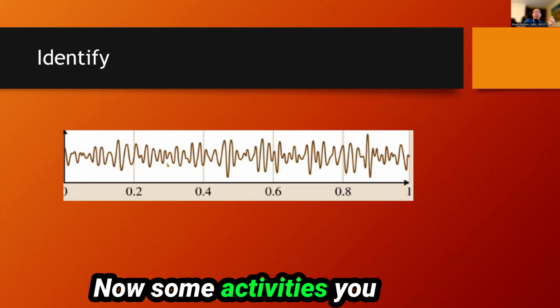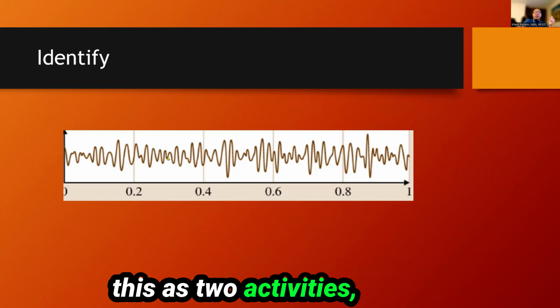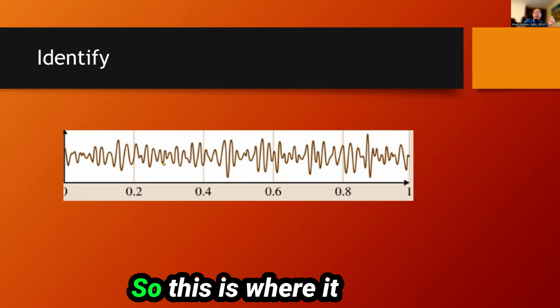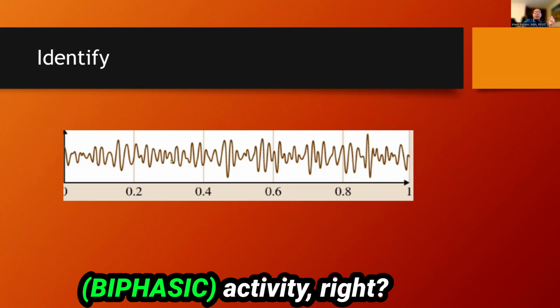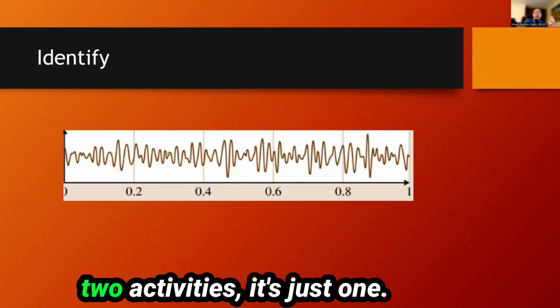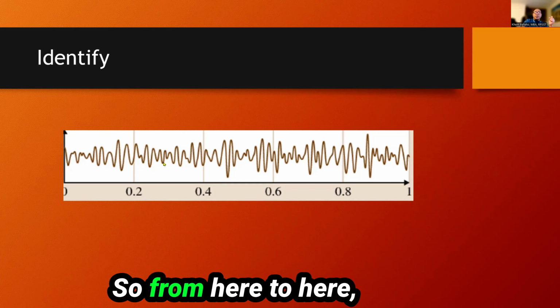Now, some activities, you don't count this as 2, okay? Because some might count this as 2 activities, but it's peak to peak. So this is where it starts, it begins, and then this is just a polyphasic activity, right? It's just polyphasic, but it's not 2 activities, it's just 1. So it dips there, then it ends here. So from here to here.